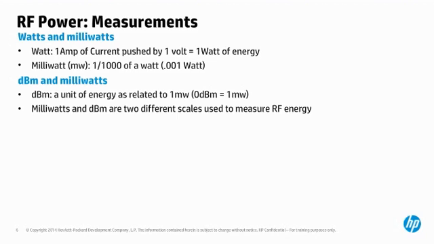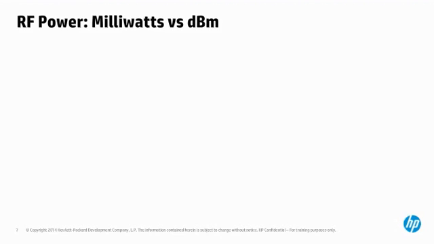RF power does not work in a linear fashion. It is logarithmic. For example, if you stand some distance x away from an AP, your signal strength will be some value y. If you stand twice as far away, your signal will not be half as strong. It will be 1/4 as strong. Milliwatts can be used to measure RF power. However, it is a linear scale being used to measure a logarithmic phenomenon.